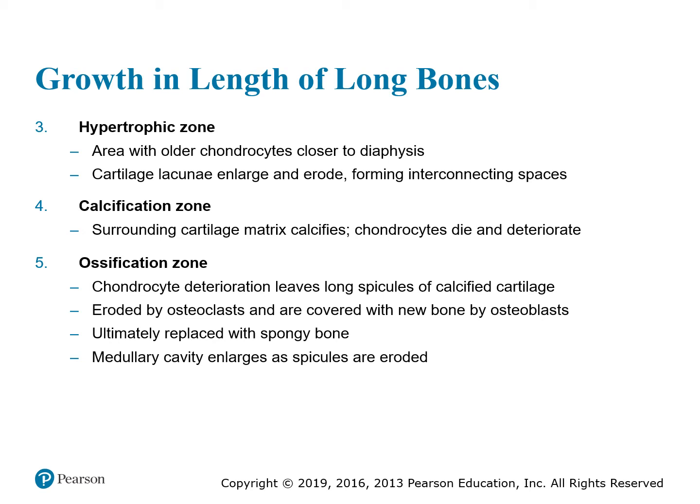These get eroded by osteoclasts, and osteoclasts are the type of bone cell that breaks down bone tissue. So they're always going to be involved in eroding or deteriorating bone tissue. Once osteoclasts erode these spicules, then osteoblasts are going to cover these spaces in new bone. Ultimately, this gets replaced by spongy bone, and as these spicules erode, you're going to see an enlargement of the medullary cavity. So let's take a look at a diagram.